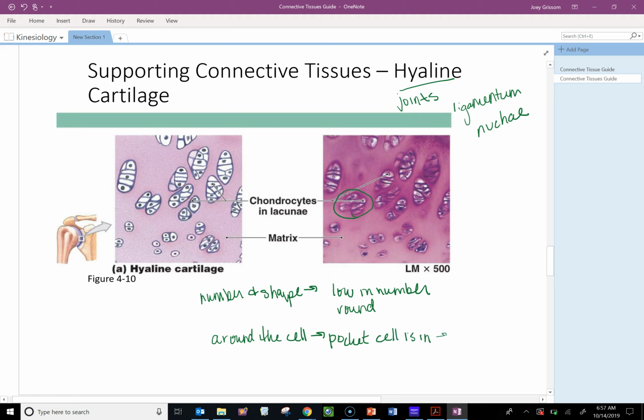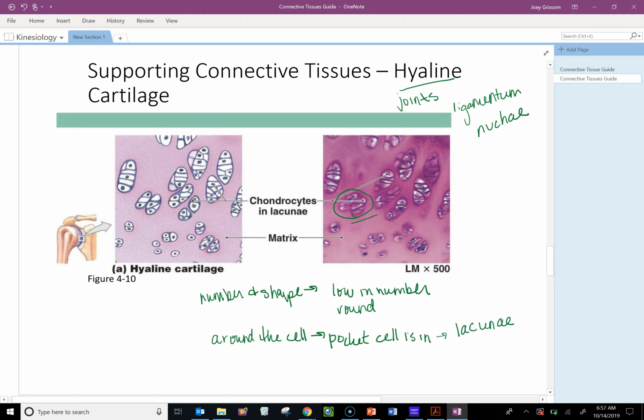That pocket is known as a lacunae. So a lacunae is just a pouch, a hole, right? Some area that the cell is sitting in. Okay, so the lacunae is there for protection.